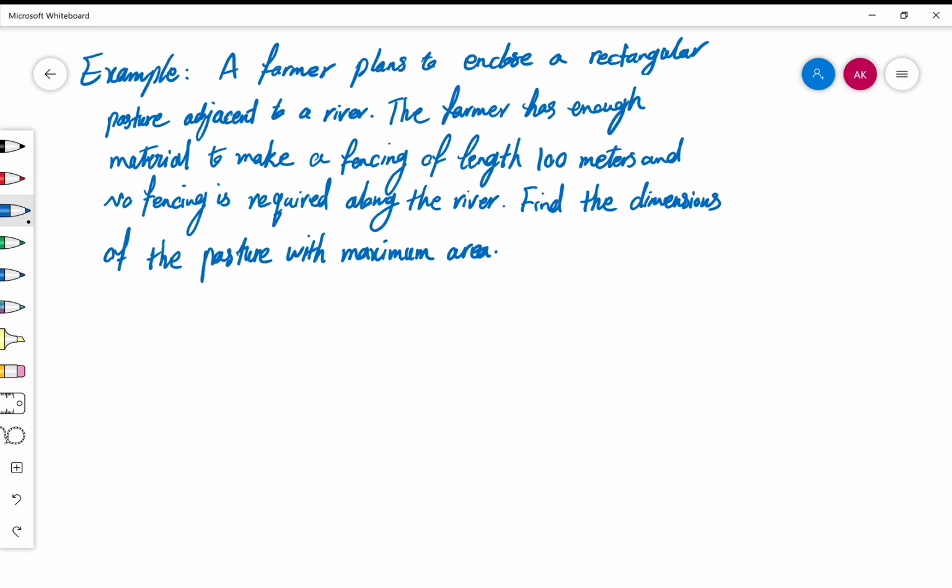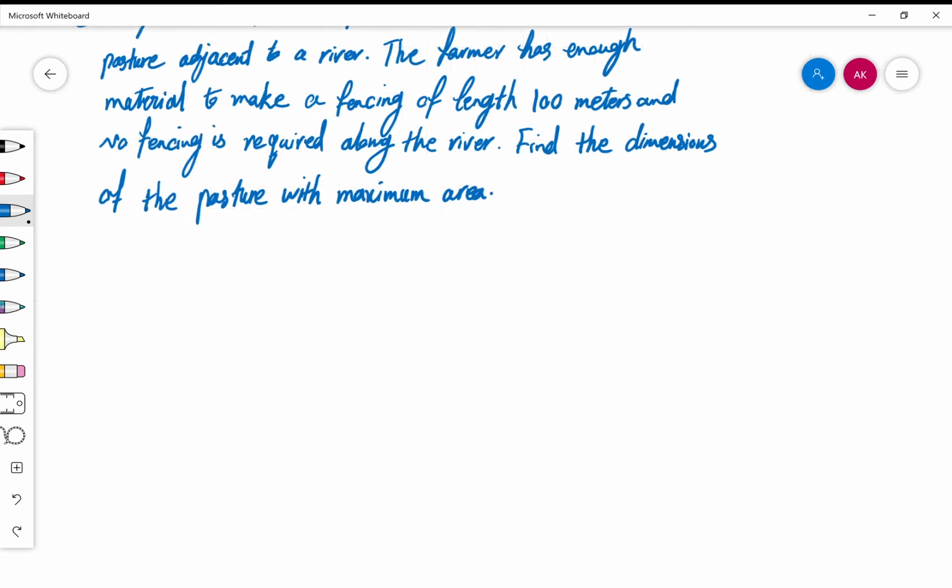Okay, let's do an example of optimization problems. A farmer plans to enclose a rectangular pasture adjacent to a river. The farmer has enough material to make a fencing of length 100 meters, and no fencing is required along the river. Find the dimensions of the pasture with maximum area.